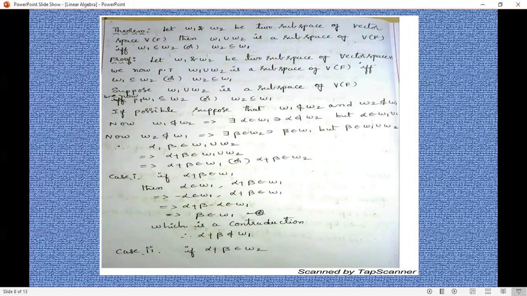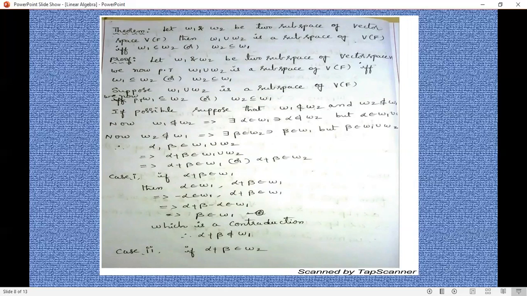Listen carefully. What are the things given in the statement? W1 and W2 are two subspaces of a vector space V of F. What we have to prove now? W1 union W2 is a subspace if and only if W1 is contained in W2 or W2 is contained in W1. Now we are taking these things in the proof. Let W1 and W2 be two subspaces of a vector space. We now prove that W1 union W2 is a subspace of V of F if and only if W1 is contained in W2 or W2 is contained in W1.